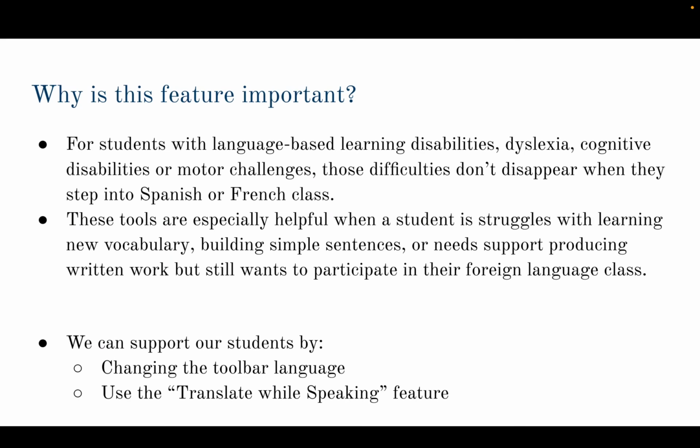There are two ways students can use Read&Write to support foreign language learning. The first is by switching the toolbar language. When students change the toolbar language, the word prediction, text-to-speech, and speech-to-text all operate in that target language. So, if Sally is taking French, switching Read&Write to French means the word prediction will show French vocabulary, speech-to-text will recognize French pronunciations, and text-to-speech reads in a correct French voice.